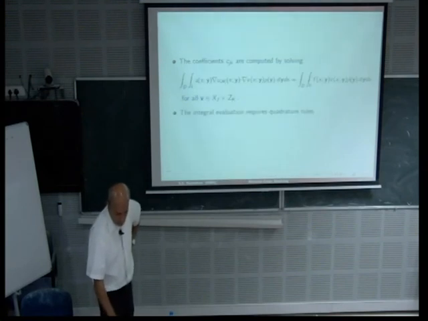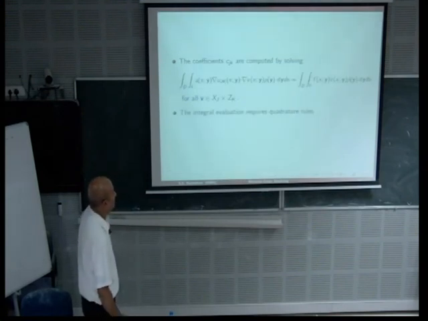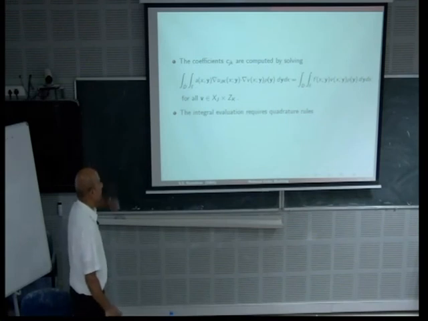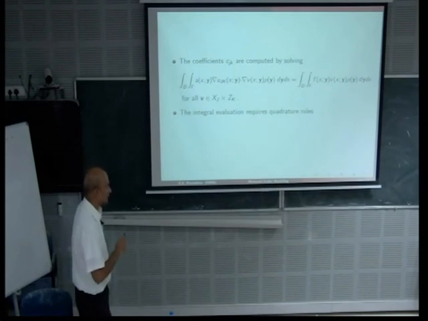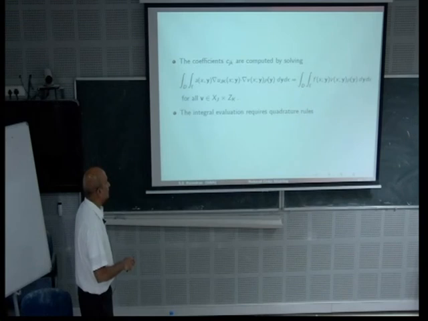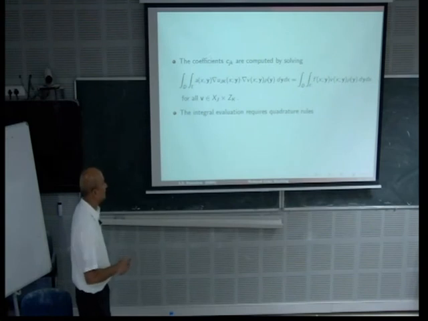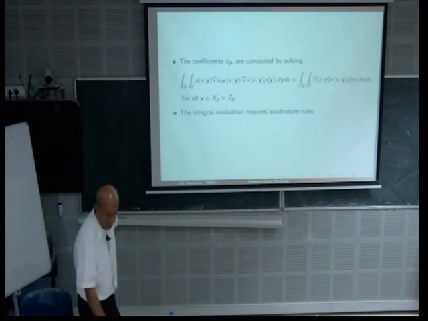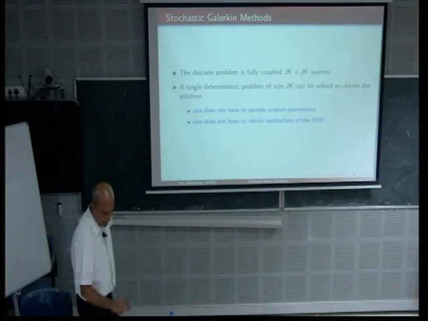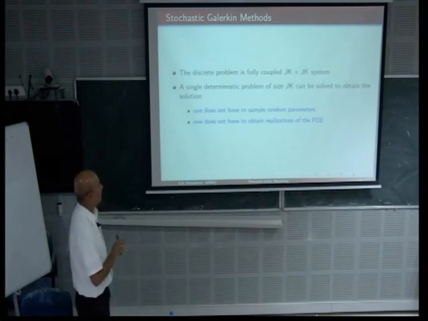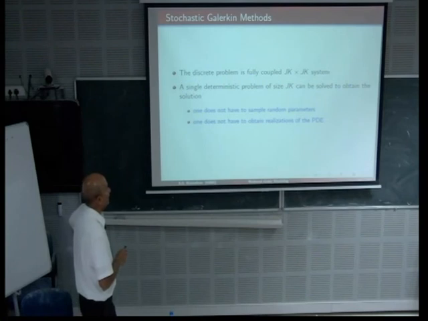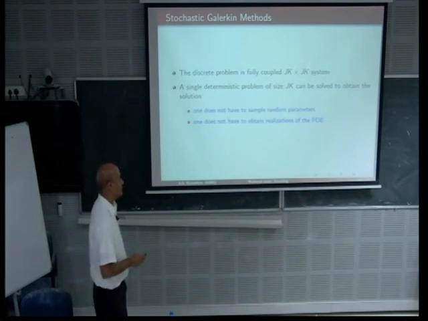Now, if you do a Galerkin projection, just like in standard finite element, you get an equation. This is the Galerkin projection of the random PDE. You get an equation for c_jk, and by solving this you get the coefficients c_jk. It's clear that this system is fully coupled and involves J by K unknowns, so this is basically a problem of size JK.